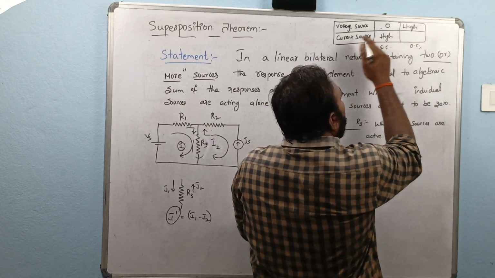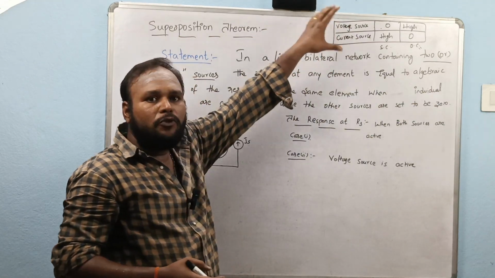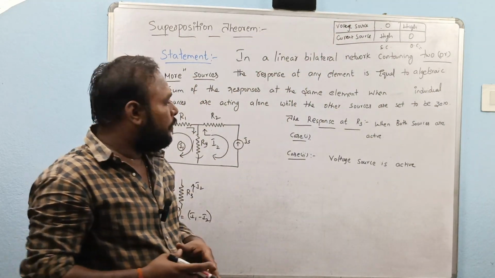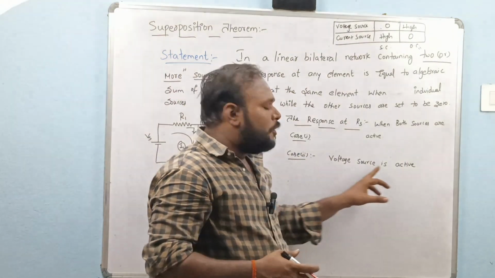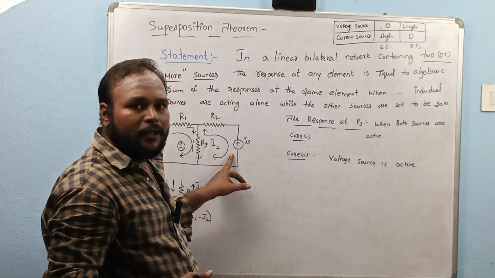In open circuit, current source is 0. This is the basic thing. You have to know this thing, then only you can do this superposition theorem. Case 2, voltage source is active. So then what happened? The current Is has to be 0.